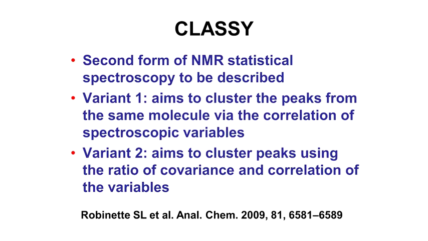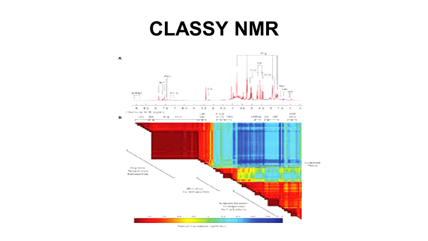Classy is a later version of NMR statistical spectroscopy. Two different variants were developed by two different groups. One was to try and again identify the same molecule via the correlation of spectroscopic variables. The other one was to look at clustered peaks using the ratio of covariance and a correlation of the variables. So this is described after STOCSY. It can be done both in 1D and 2D, and this is an example of a Classy NMR statistical spectrum.